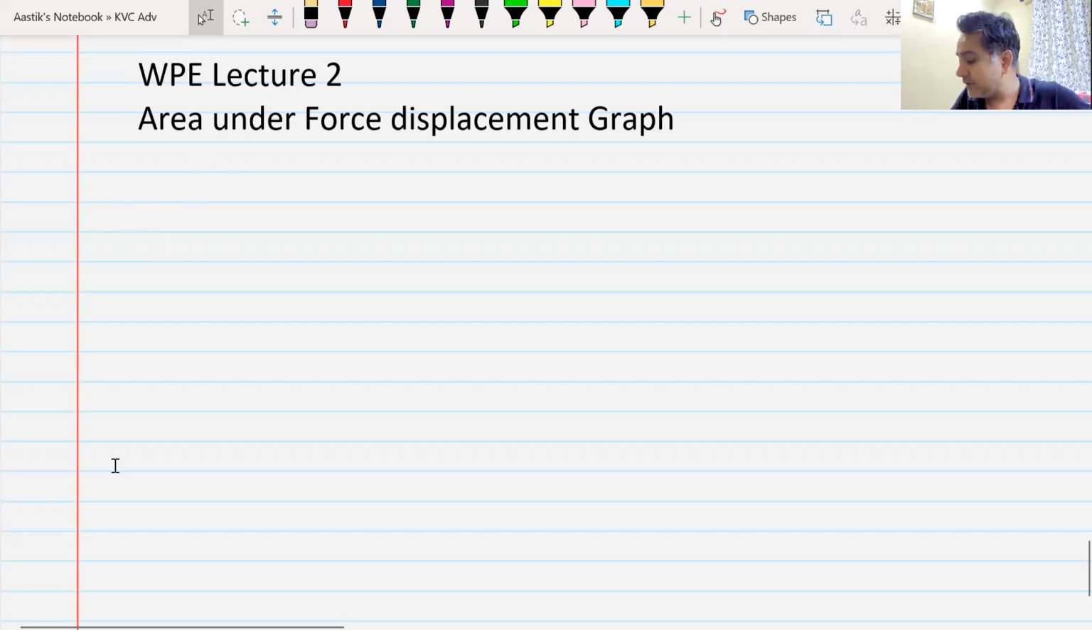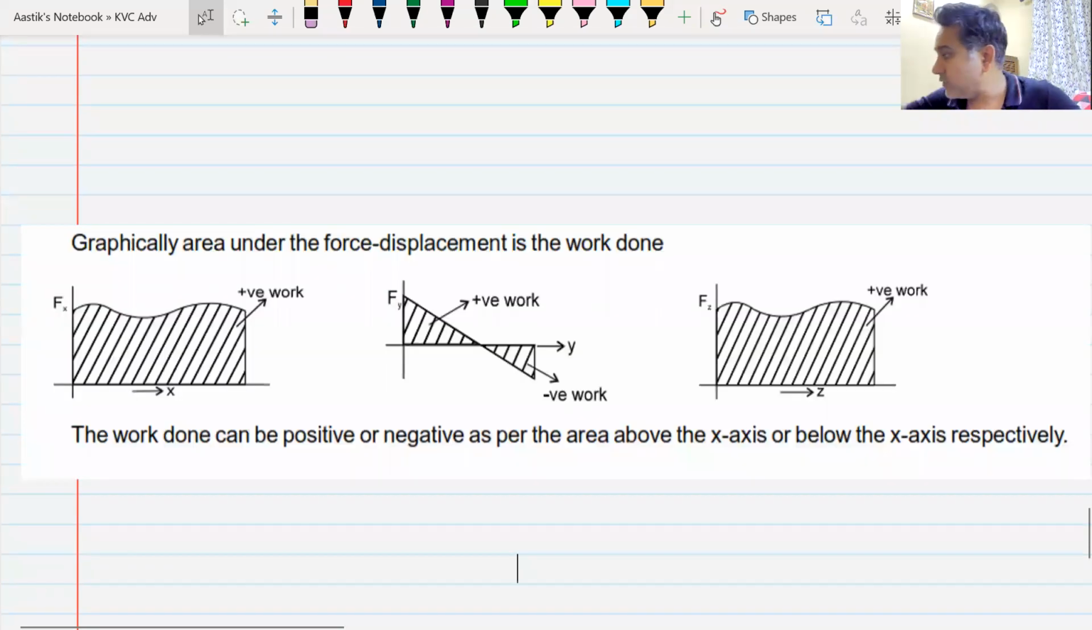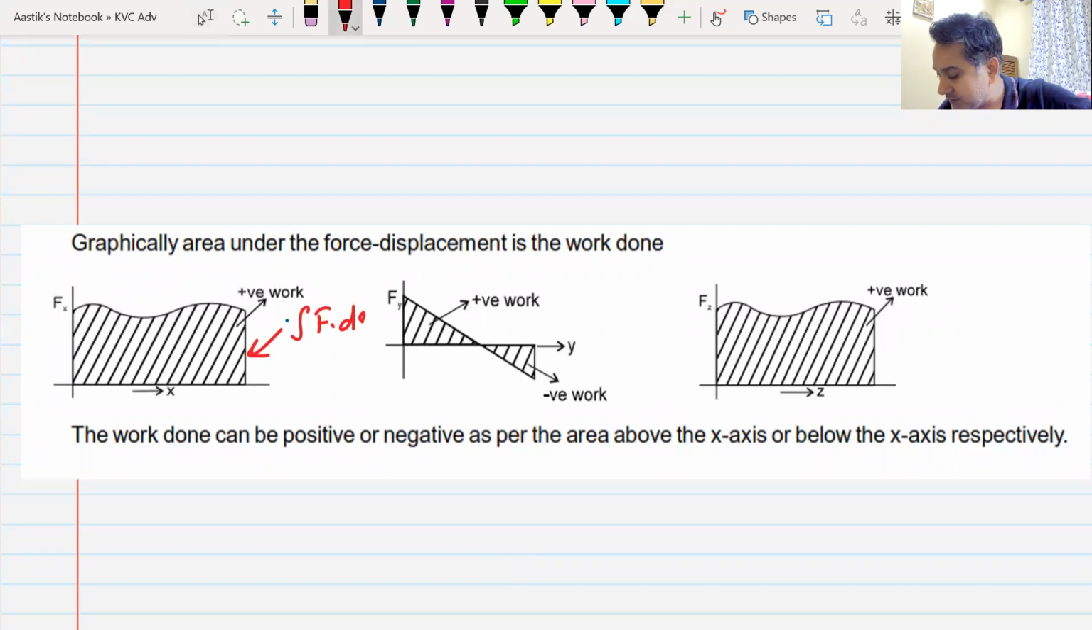So if I have a force displacement graph, I can find out the work done from the force displacement graph because this area that you see is nothing but the integral of f dot ds. Do we understand this? Yes, sir. This is the integral of f dot ds, and the integral of f dot ds is basically work done by this force.